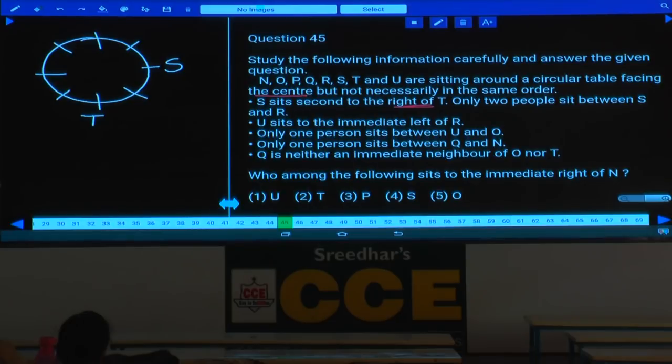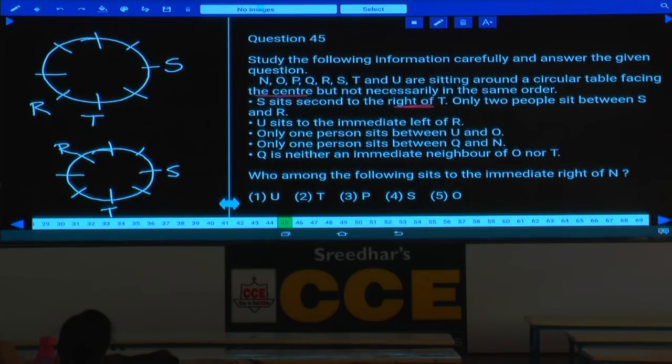Only two persons between S and R. As only two persons are in between S and R, tell me how many possibilities do we have? R can be here. That means R can be on the left hand side of S, or R can be on the right hand side of S. T is here and S is here. Then R can be at this place. Hence, how many possibilities do we have? We have two possibilities for this R.